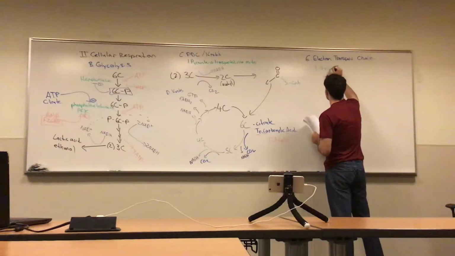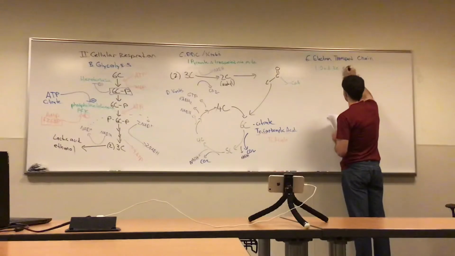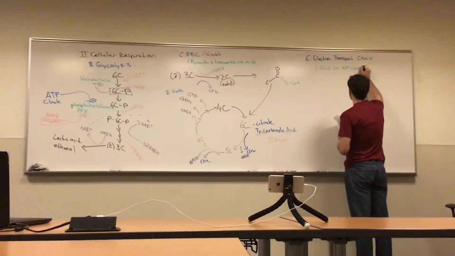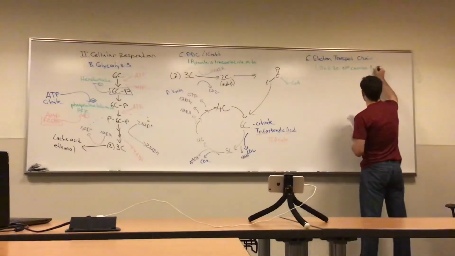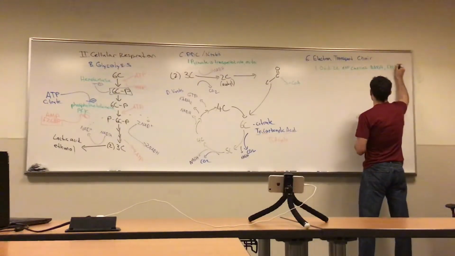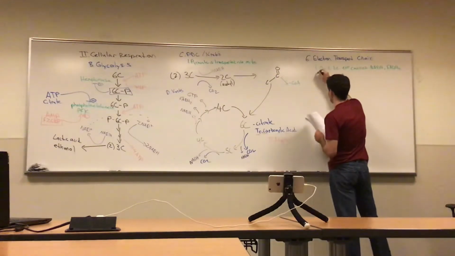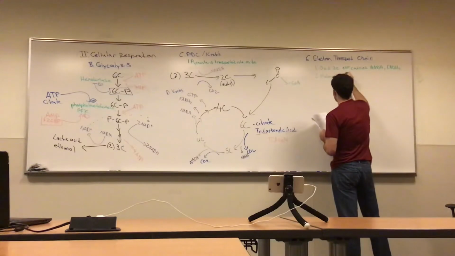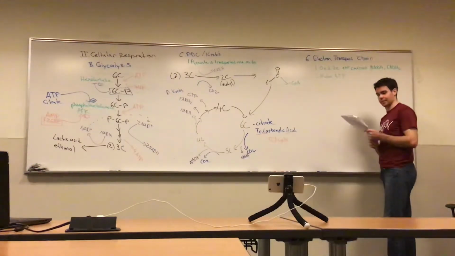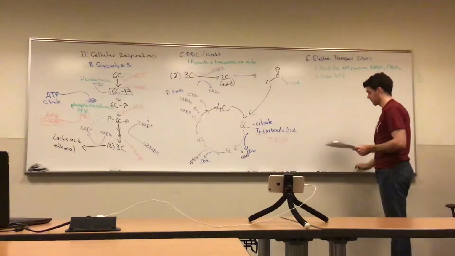So what we're doing is we're oxidizing our electron carriers, which are NADH and FADH2, and then we make ATP. So those are the two things that we're doing.